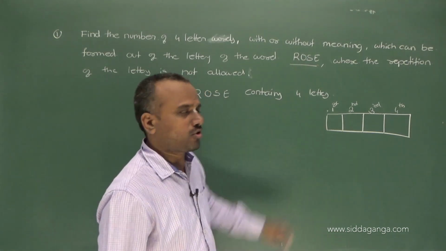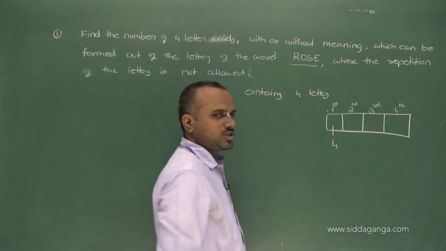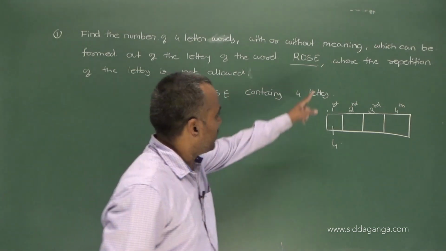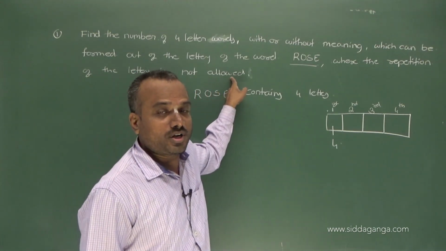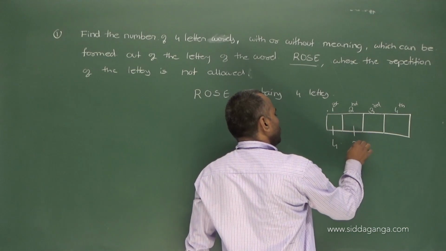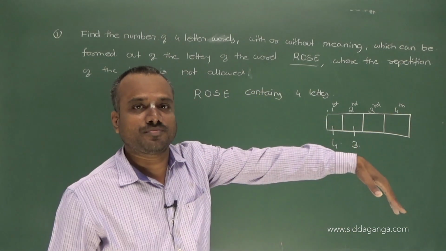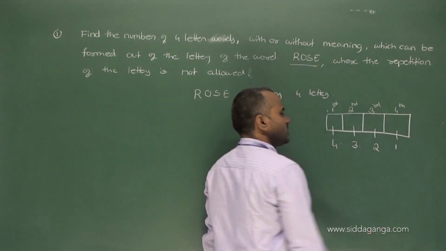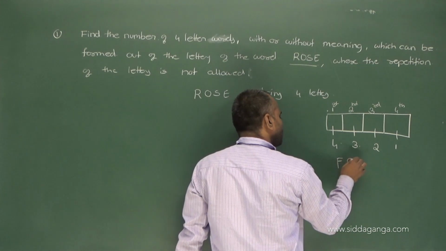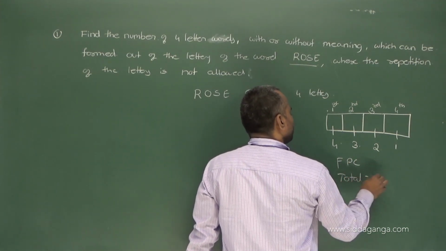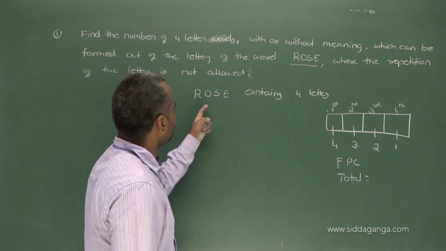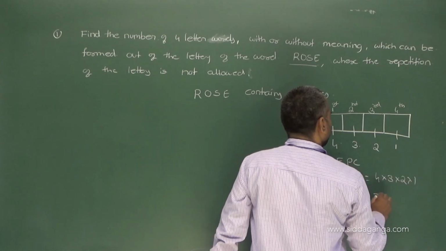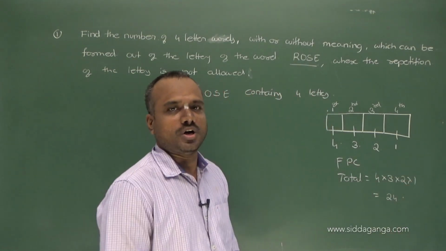Rose contains how many letters? 4 letters. That means the first box can be filled in how many ways? 4 ways. Since repetition of the letter is not allowed, the second box can be filled in how many ways? 3 ways. Third box we can fill in how many ways? 2 ways. And the fourth box? 1 way. By the fundamental principle of counting, the total number of 4-letter words using the letters of rose is 4 into 3 into 2 into 1. The answer is 24.